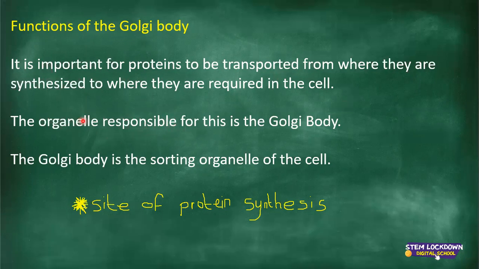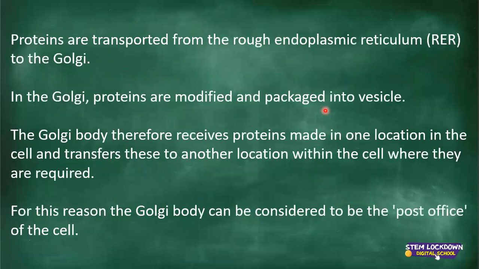Like we said here, the organelle responsible for this is the Golgi body. The Golgi body is the sorting organelle of the cell. So it ensures that this needs to go to this place, this needs to go to this place, and so on and so on.